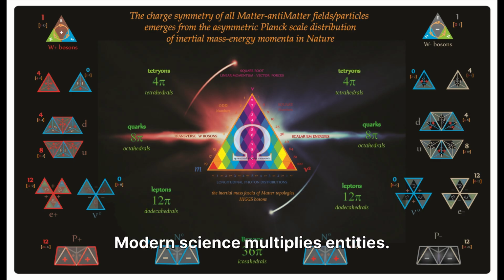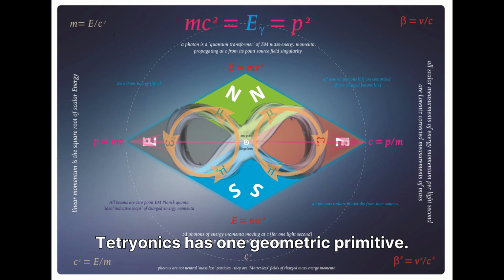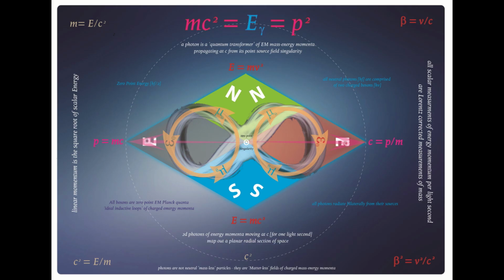Point 2. Modern science multiplies entities. Tetryonics reduces them. Modern physics has 17 fundamental particles. Tetryonics has one geometric primitive. Occam's razor isn't a slogan, it's the architecture.